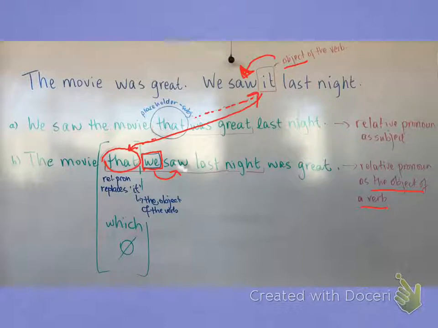Then we talked about how we have choices. If we're talking about a thing, we can use that, we can use which, or we can decide to use nothing at all. Because we already have our subject here, it's possible to omit the relative pronoun altogether. And I said that we often do this in speaking, and sometimes we do it in writing and sometimes we don't. It's sort of just up to the writer.